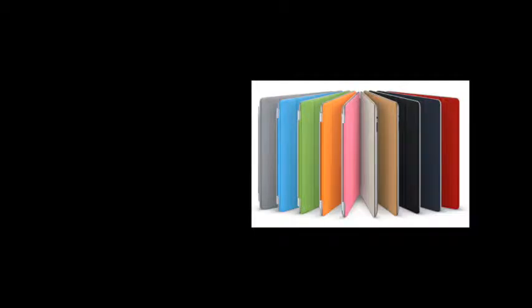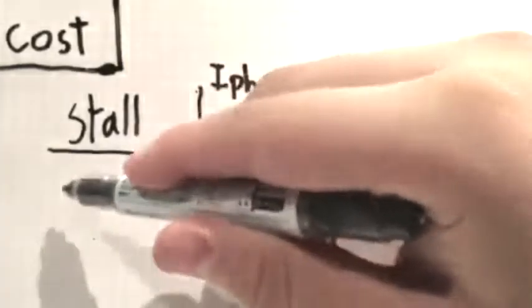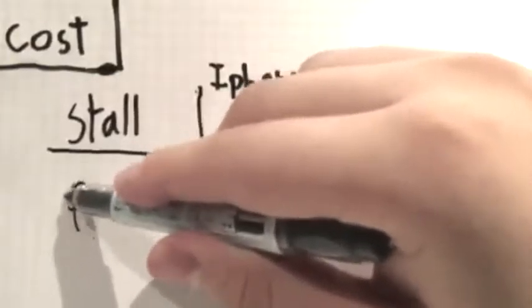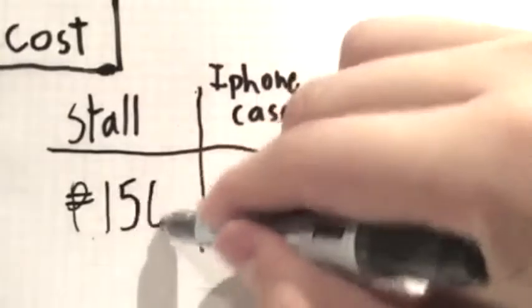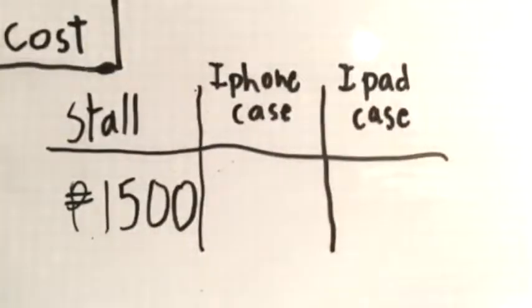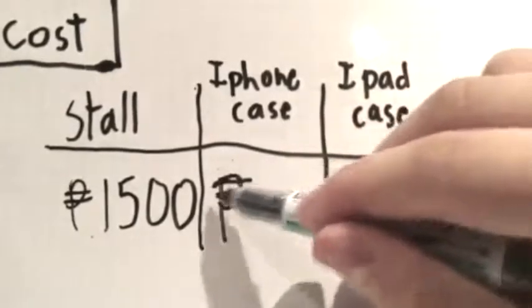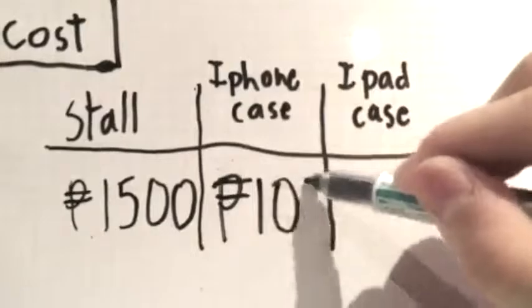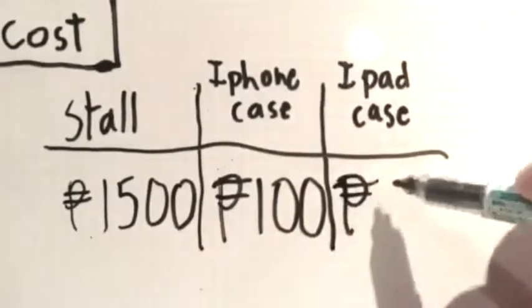Let's say that you are having a bazaar and you want to borrow iPhone and iPad cases from your mom's booth. First of all, the price of a stall in the bazaar is 1,500 pesos, which will be our first cost. We also need to identify the base price of each item we borrow. Let's say that the prices are 100 pesos per iPhone case and 200 pesos for each iPad case.